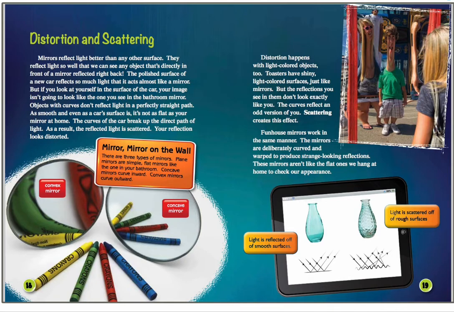Mirror, mirror on the wall. There are 3 types of mirrors. Plain mirrors are simple flat mirrors, like the ones in your bathroom. Concave mirrors curve inward, and convex mirrors curve outward.